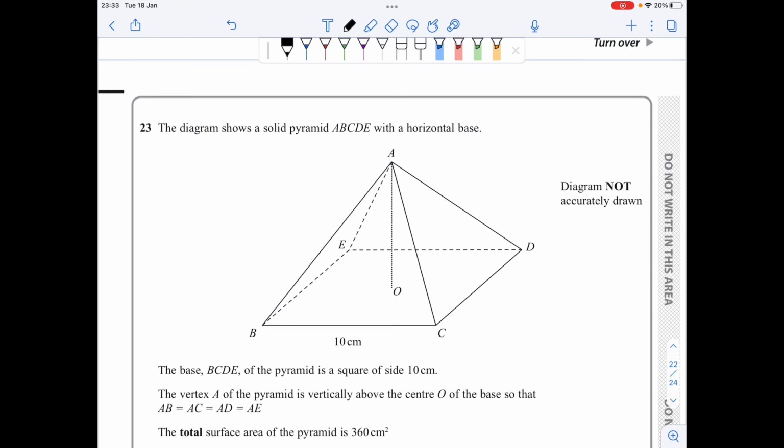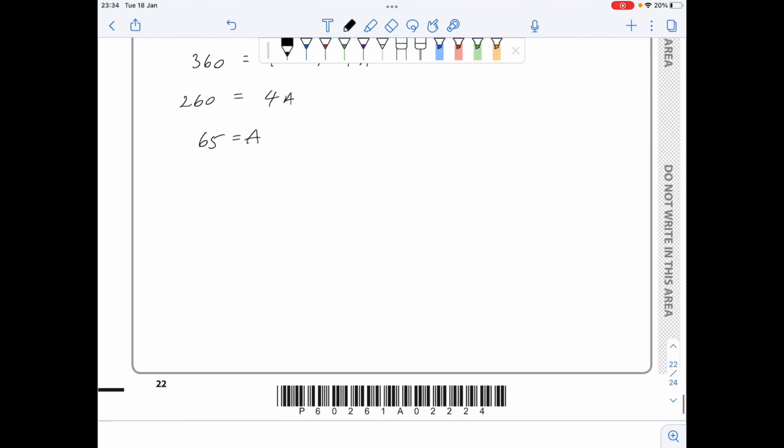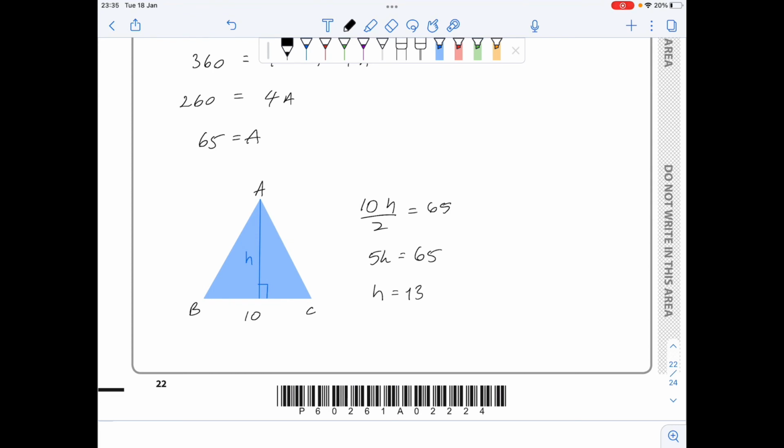Next, I'm going to work with one of the triangles, more specifically triangle ABC, which is the shaded triangle. I'm going to extract this triangle, and I'm going to find its height using the area, and then using Pythagoras' theorem, I'm going to find AC. So using the area of the triangle, I have base times height over 2 is equal to 65. So 5h is equal to 65. So the height is 13.